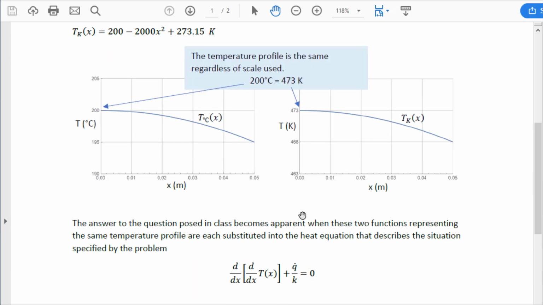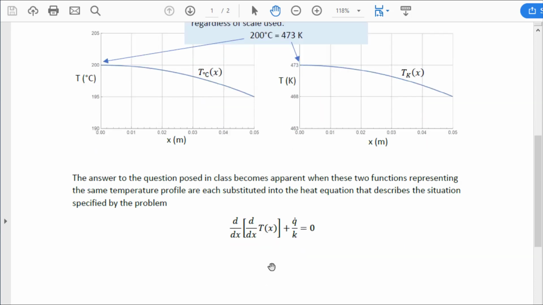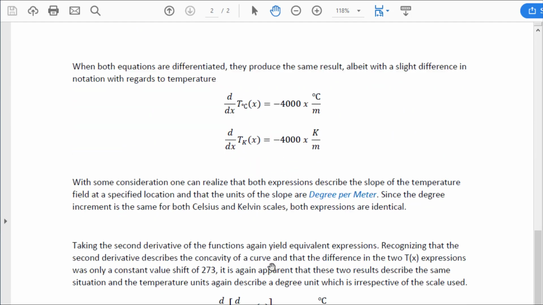Now, the question that was posed in class was, how can I do this? When I take the derivative, what happens? Can I still just use degrees as opposed to Kelvin? All right, let's take a look at it. If we are going to use the heat equation, and this one is with energy generation, what happens when I take the first derivative and what happens when I take the second derivative? Well, when both equations are differentiated, they produce the same results, right?